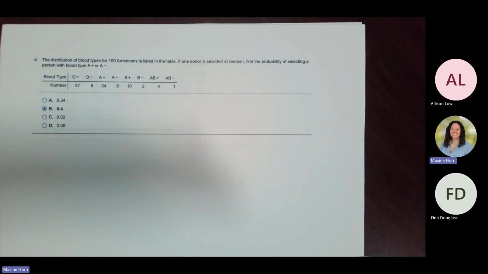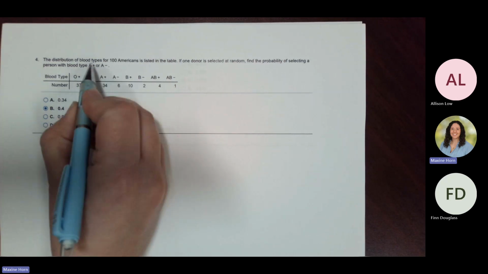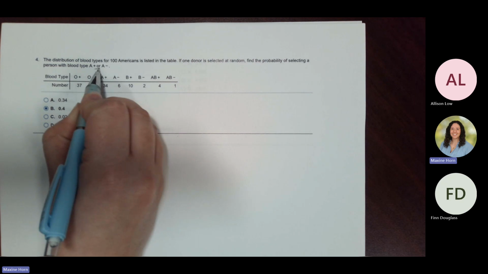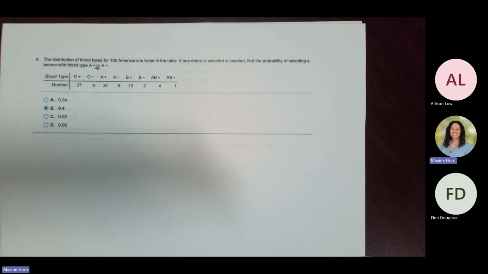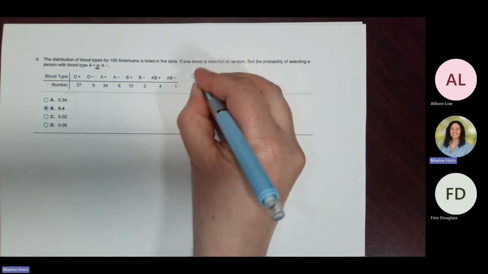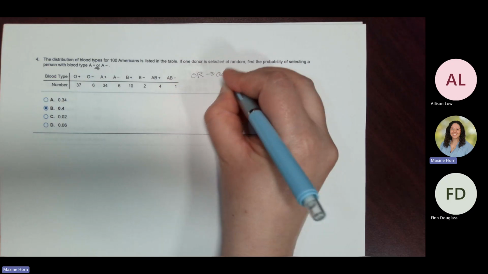Okay, so the distribution of blood types for 100 Americans is listed in the table. If one donor is selected at random, find the probability of selecting a person with blood type A positive or A negative. Okay, so when you see that word, or, there it is. I was like, where's the word or? That tells you that you're going to be using the addition rule.